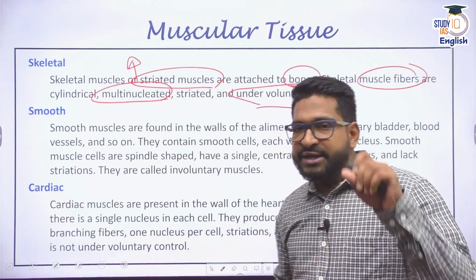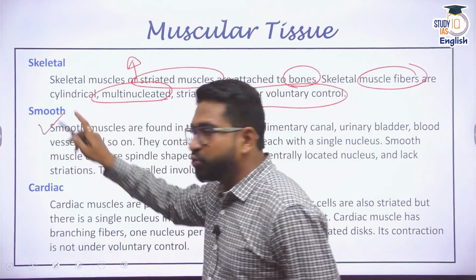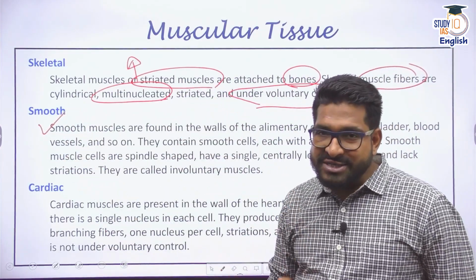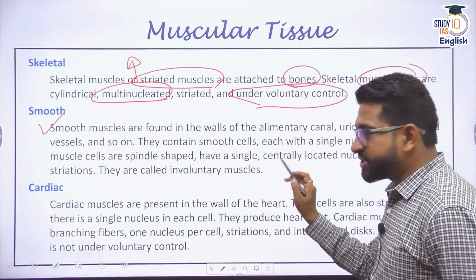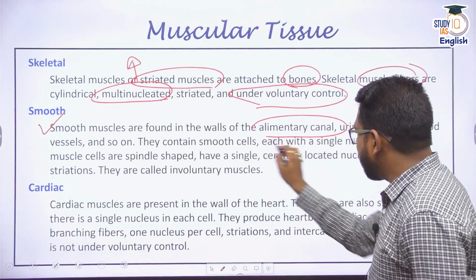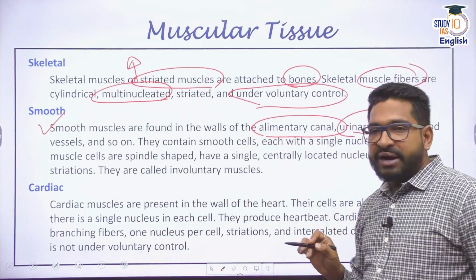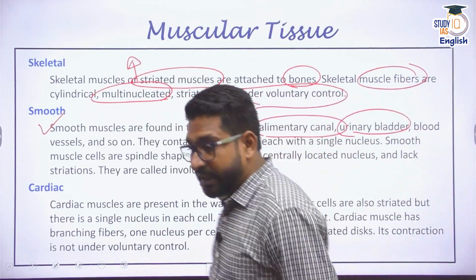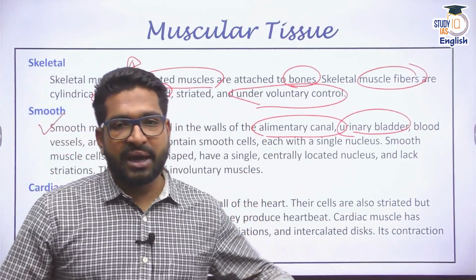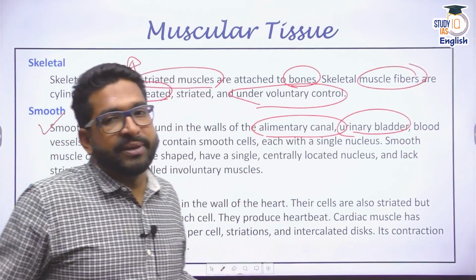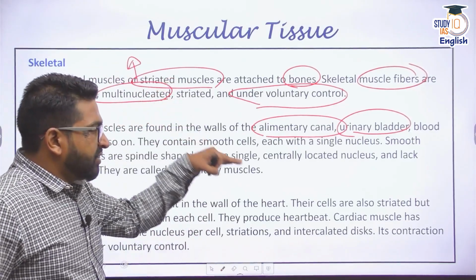Apart from that, there are smooth muscles. Smooth muscles are non-striated muscles, mostly found in the alimentary canal, in the urinary bladder, in your blood vessels, etc. Again, these are not under your control. These are involuntary muscles. We cannot control them. They work automatically.